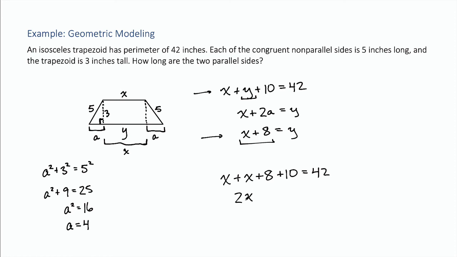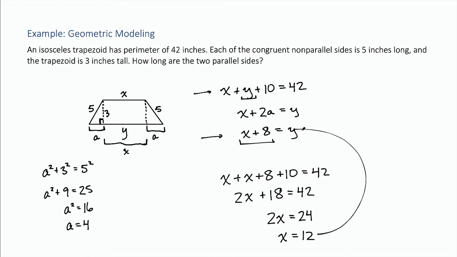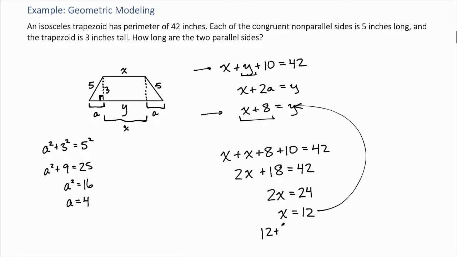Well, this is 2x, and then 8 plus 10 is 18, is equal to 42. We can subtract 18 from both sides, so we get 2x is equal to 42 minus 18, which is 24. Dividing both sides by 2, we get x is equal to 12. And if we take that and plug it in right here, we get 12 plus 8 is equal to y. So that tells us that y is equal to 20. So those are the lengths of those two parallel sides.